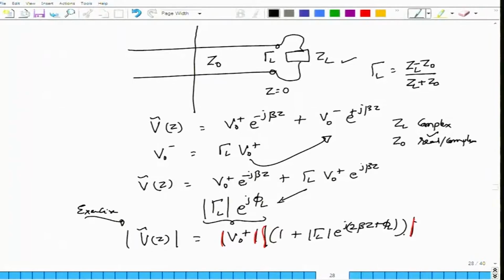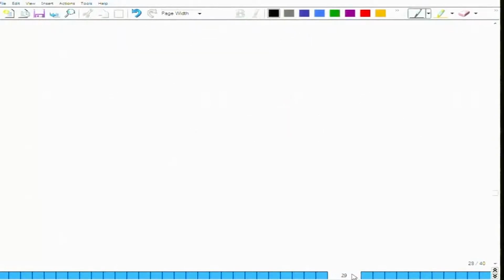I can of course simplify because e power jx is nothing but cos x plus j sin x. Simplify it, 1 plus mod gamma L is present here, it is multiplying cos of 2 beta z plus phi L, and there is an imaginary component plus j sin of 2 beta z plus phi L, and after taking the magnitudes what you end up with is this expression.